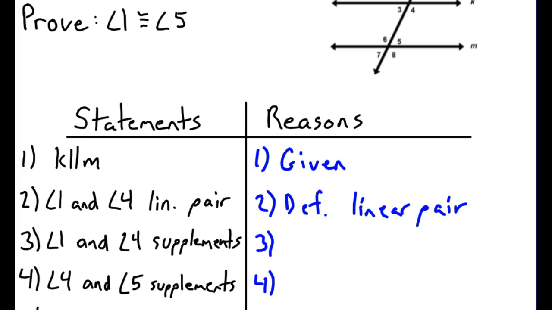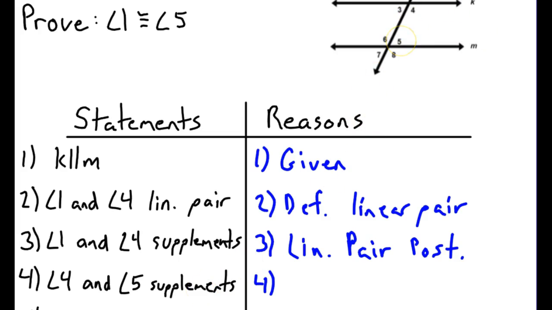From step 2 to step 3, this should be similar because we used it in the last proof. If two angles form a linear pair, then those two angles are supplementary. That was the linear pair postulate. Again, I'm going to condense most of these postulates, definitions, and theorems down. Now for step 4, I say angle 4 and angle 5 are supplements of each other.